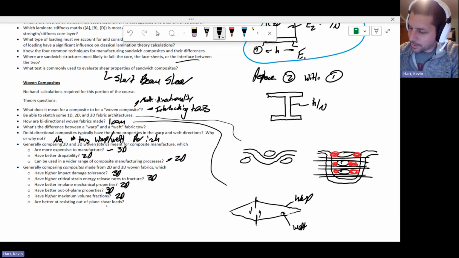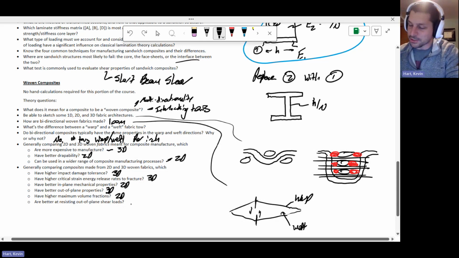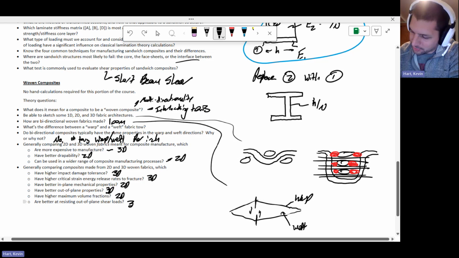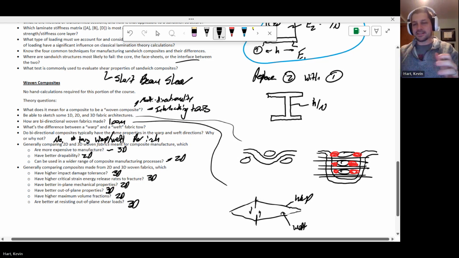All right. Which are better at resisting out-of-plane shear loads? Well, 2D composites can't really resist them at all, so this is 3D. That's it. That's your qualitative review.